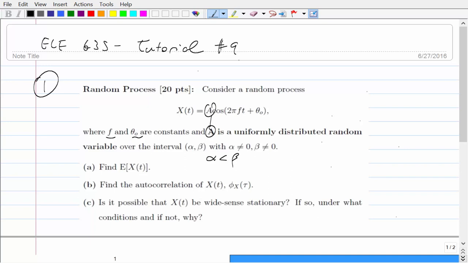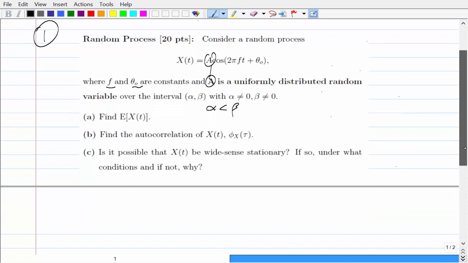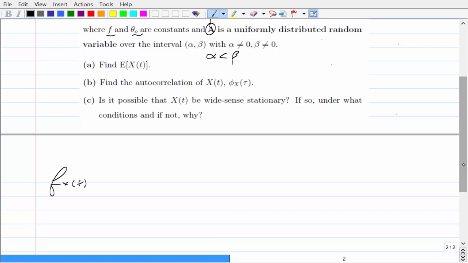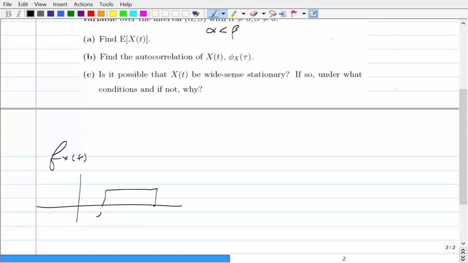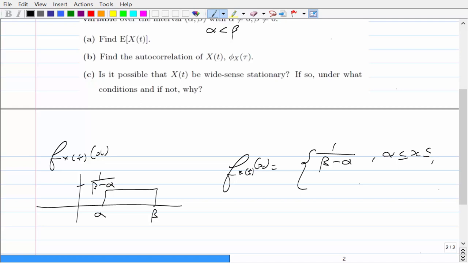Okay, so before we start, the PDF of this random variable is very simple. It's going to go between alpha and beta, and the amplitude is 1 over beta minus alpha. If you remember what the PDF of a uniformly distributed random variable is, it's 1 over beta minus alpha when we're between the two limits. So let's call this variable x, okay? And 0 otherwise.